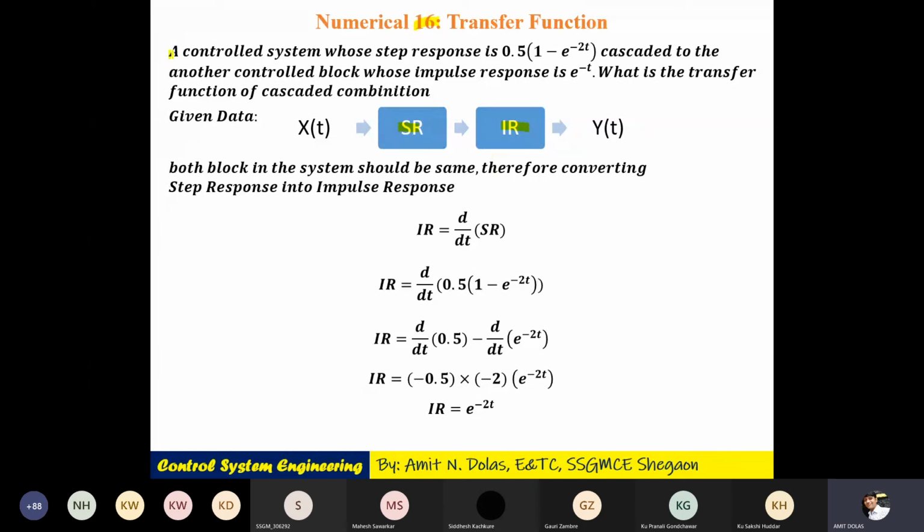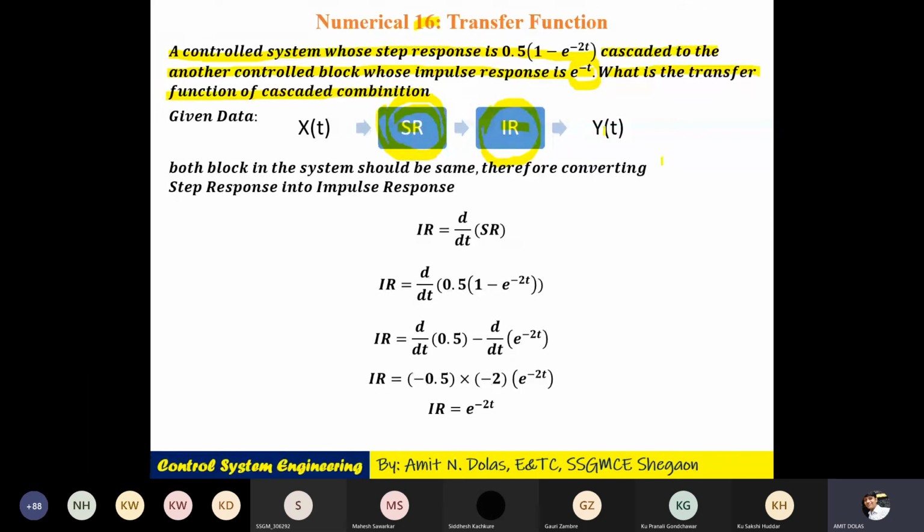subblocks. So a controlled system whose step response is 0.5 into 1 minus e raised to power minus 2t. ये इसका स्टेप रिस्पॉन्स है, इसके बारे में बात कर रहे हैं हम. आई होप इट इज विजिबल. Step response cascaded to the another control block whose impulse response is e raised to power minus t. ये कैस्केड किया हुआ है अनदर ब्लॉक से जिसका इम्पल्स रिस्पॉन्स है e raised to power minus t. What is the transfer function of the combination of this cascade?